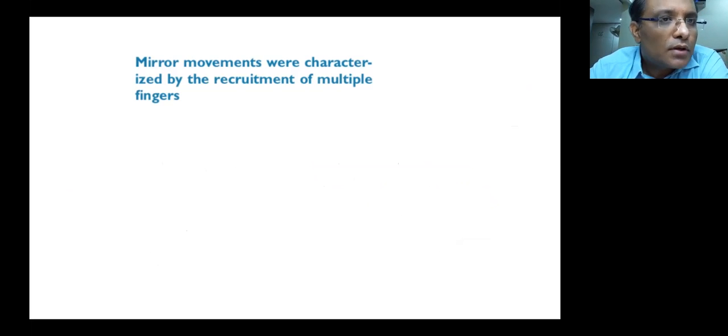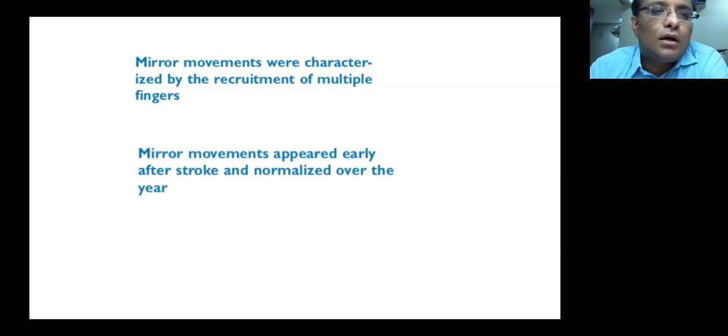Now this paper basically tells us 3 points. First, the mirror movements were characterized by recruitment of multiple fingers. So individual finger movement was very rare. Whenever there are mirror movements, multiple fingers were recruited. Second, these movements appeared early after the stroke, in a few days, and they normalized over a period of a year. Maybe in 12 months, they normalized.